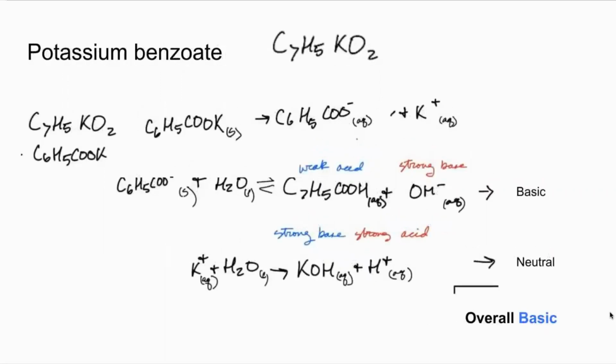Potassium benzoate reacts with water to form benzoic acid, a weak acid, and the strong base hydroxide. This reaction is overall basic. Potassium, a strong base, reacts with water to form potassium hydroxide, a strong acid, neutralizing the reaction, so the overall reaction of potassium benzoate with water is basic.